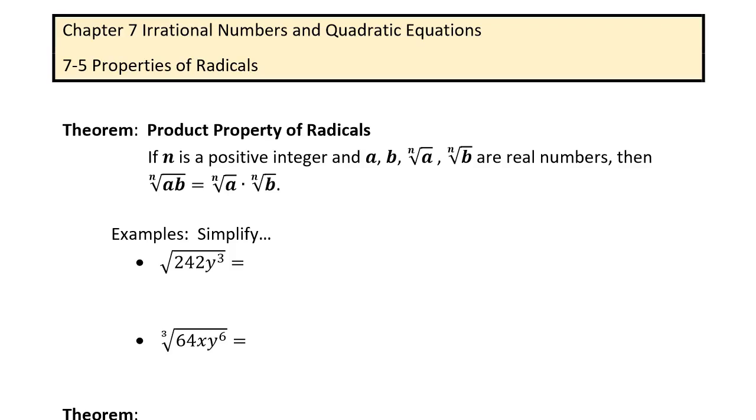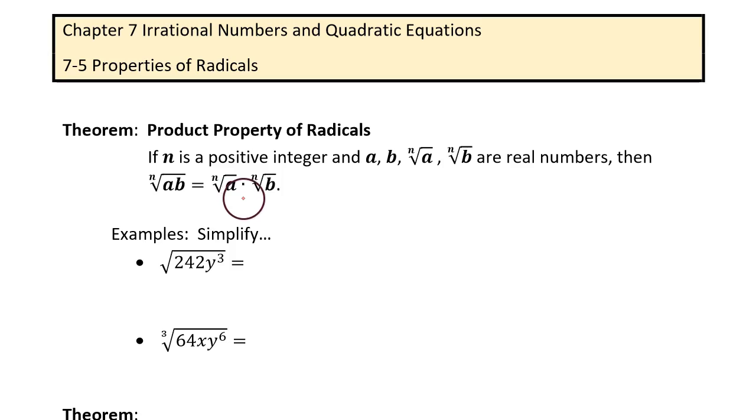This video is for section 7-5, properties of radicals. Let's begin with this theorem, the product property of radicals theorem. If n is a positive integer and all of these expressions are real numbers, then this is true. The nth root of a product is equal to the product of nth roots.